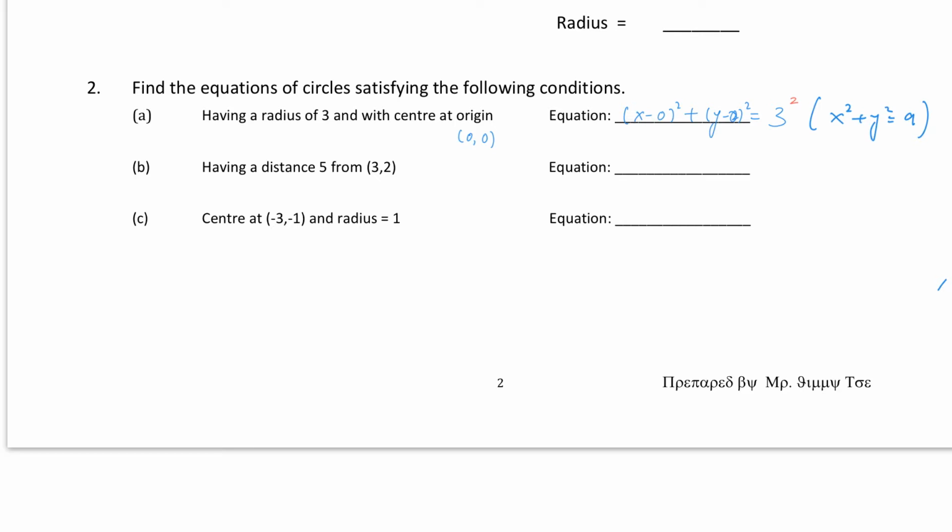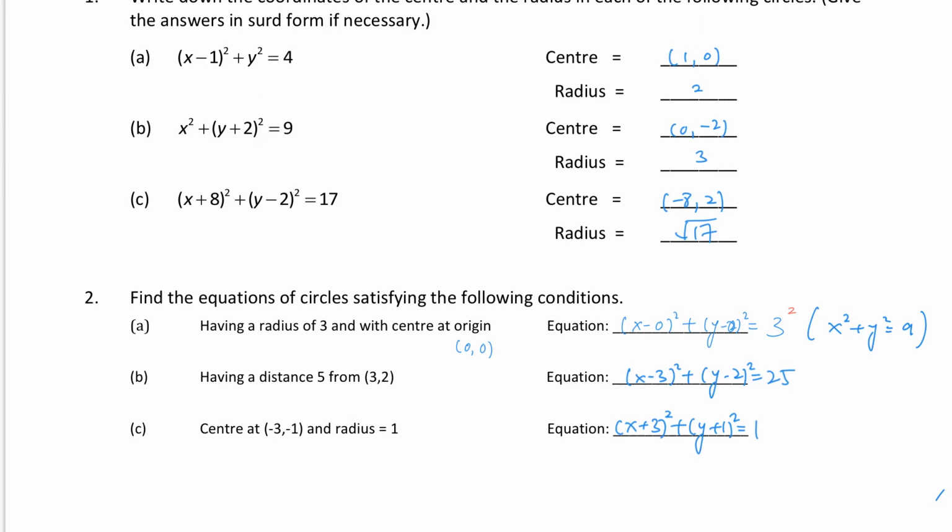Maybe you can do part b and part c and question 1. You can pause the video, and after you finish 2b and c and question 1, you may check your answer. Part 2b: (x minus 3) all square plus (y minus 2) all square is equal to 5 square, which is equal to 25. Part 2c: (x plus 3) all square plus (y plus 1) all square is equal to 1.